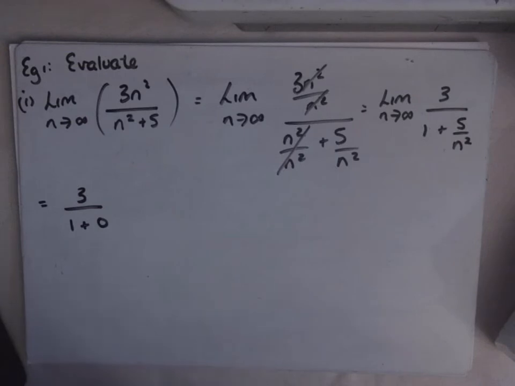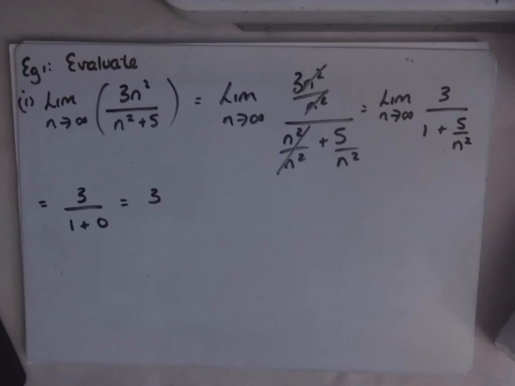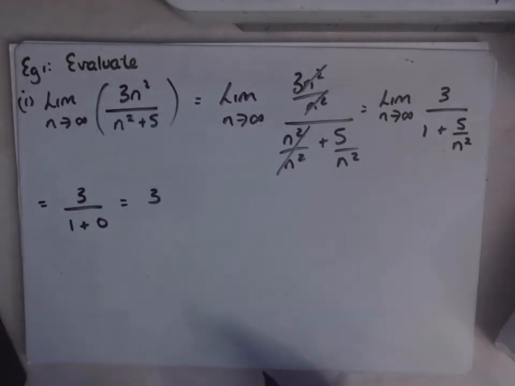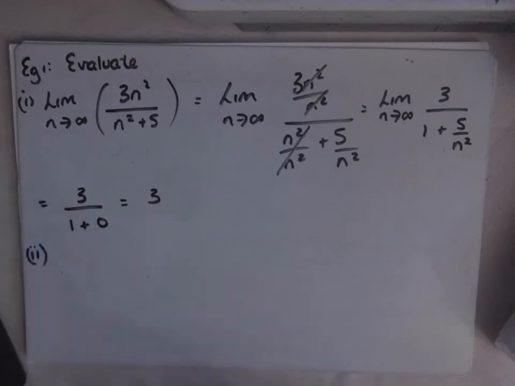Anything over n squared, anything over n cubed, as long as you're getting the limit as n goes to infinity, your answer is 0. So I end up with 3 over 1, which is just 3. So my limit of this general term is 3. So the numbers will tend towards 3. Okay, let's just have a look at another example there.